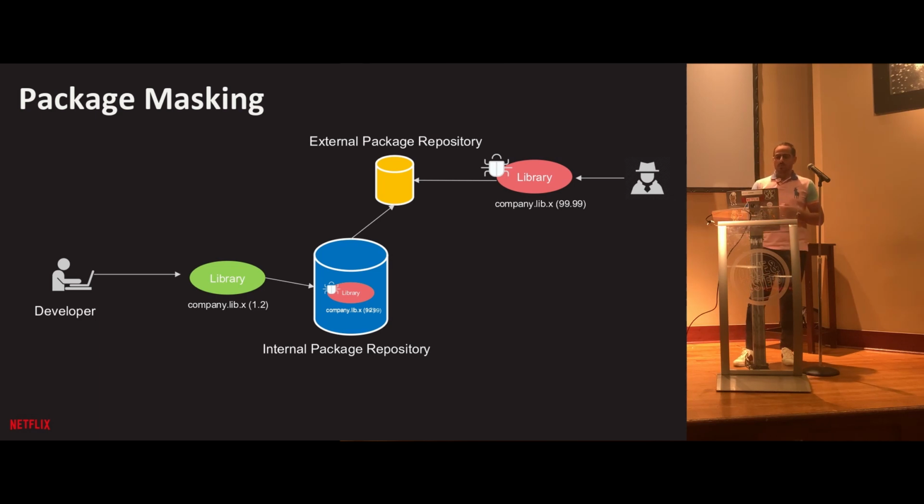So this is how it works, with an example. The developer commits code. That code is called company.lib.x, version 1.2. The package gets published to the internal repository. Now let's assume there is an attacker. The attacker will guess the same name, company.lib.x, and then publish a newer version with a backdoor in it to the external repository. The next time the developer builds the code, because a mirroring process happens, the external one will be picked up.